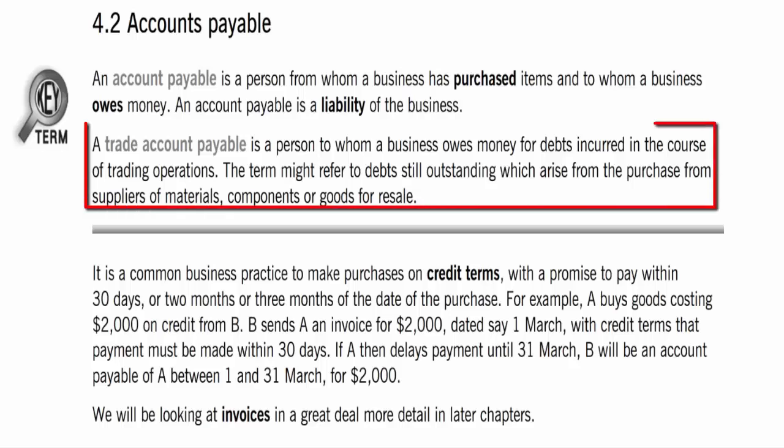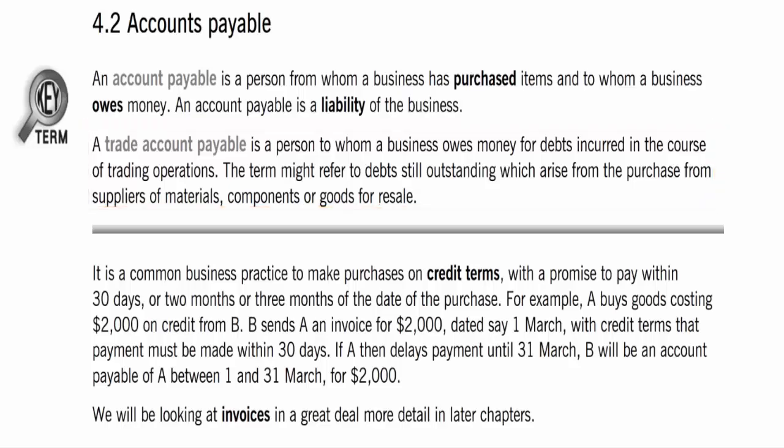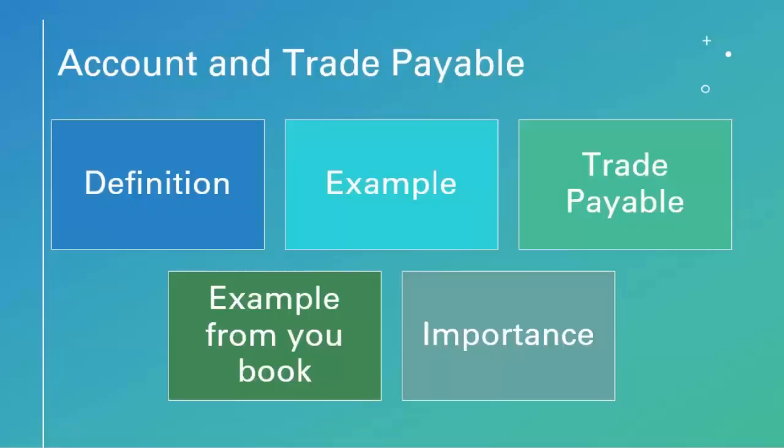Let's talk about trade accounts payable. Here's a term you'll hear often in accounting: trade accounts payable. It sounds fancy, but it's just a specific type of account payable. These are debts that arise directly from the business's trading activities, basically the things you buy to keep your business running.